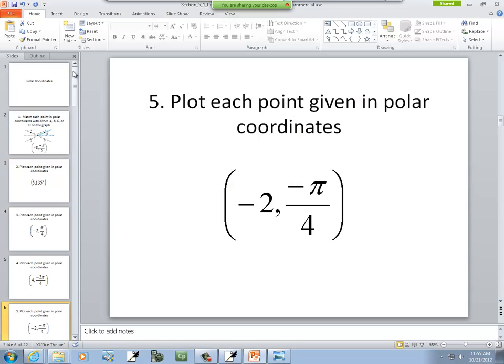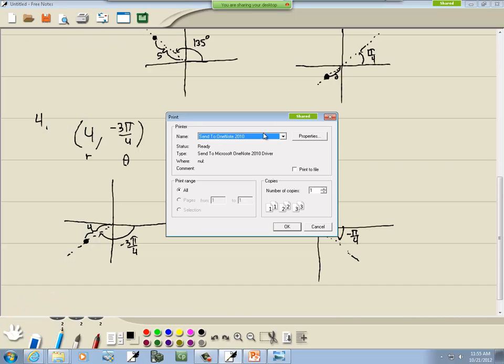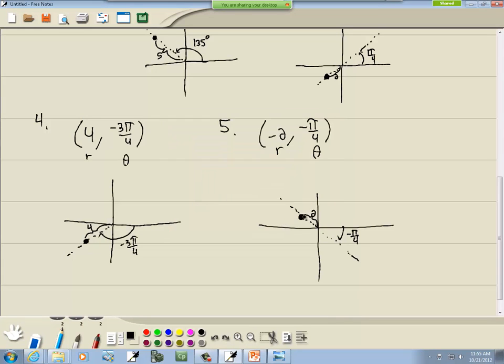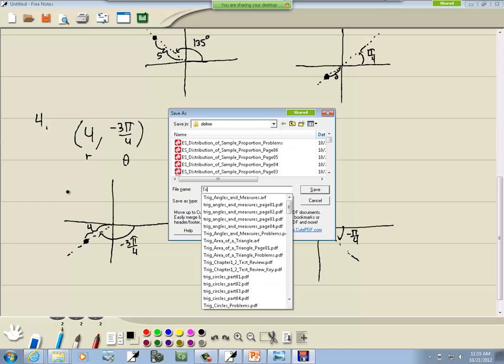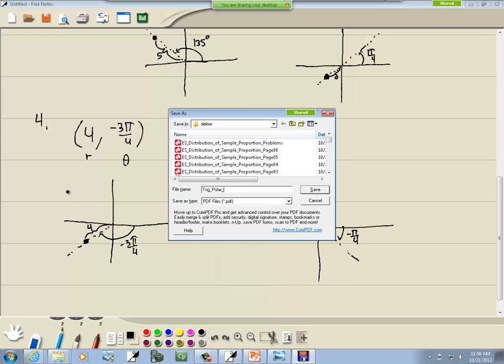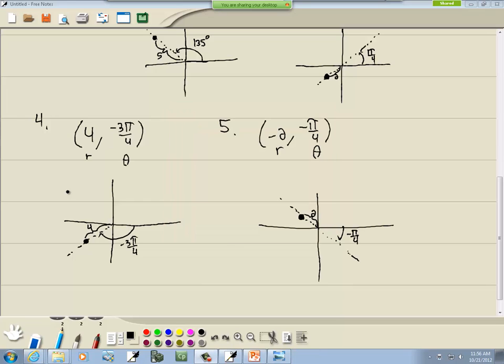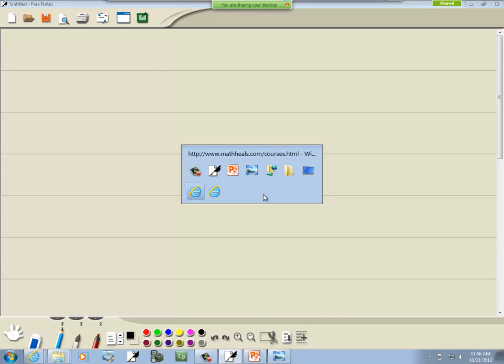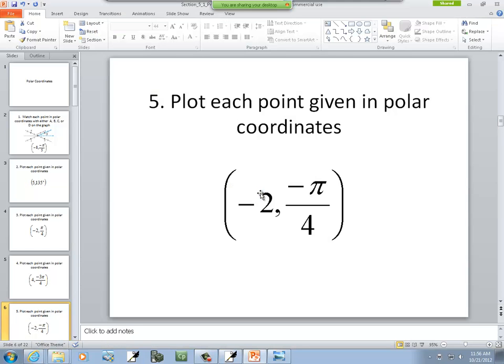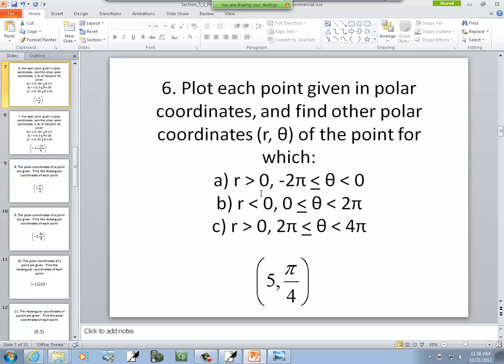And let me save this. Polar coordinates. PDF. There we go. And we start a new page. Let's look at our next problem.